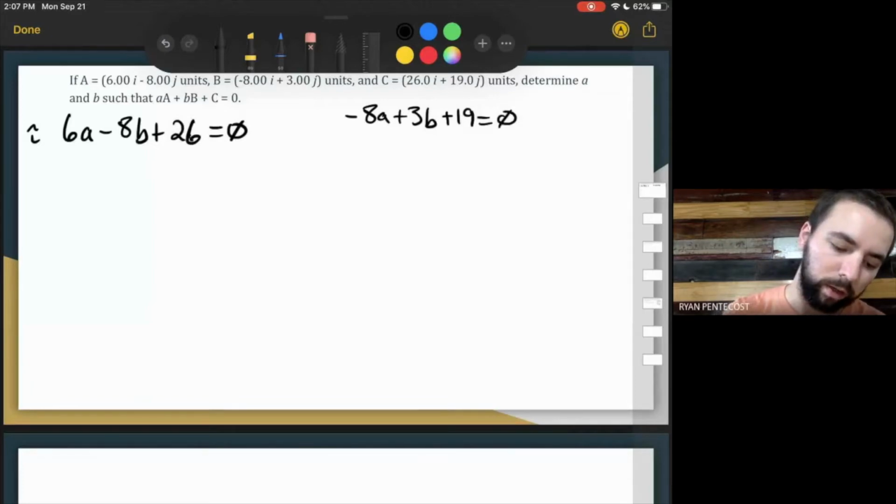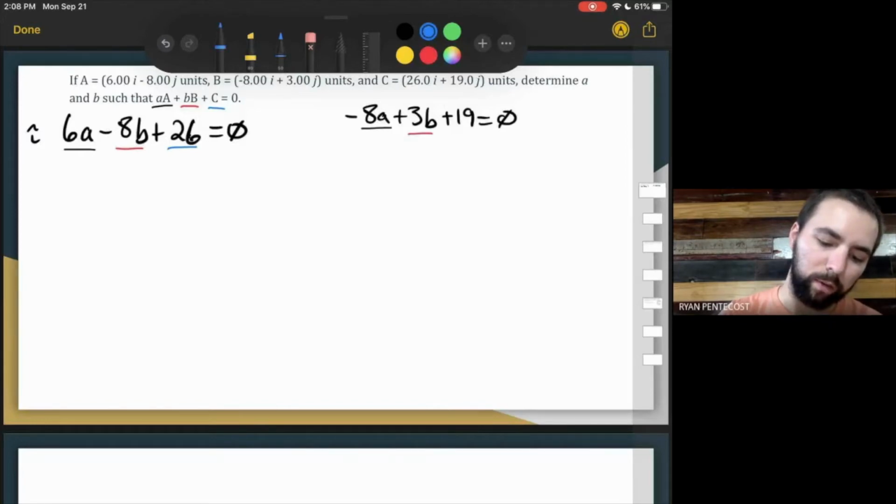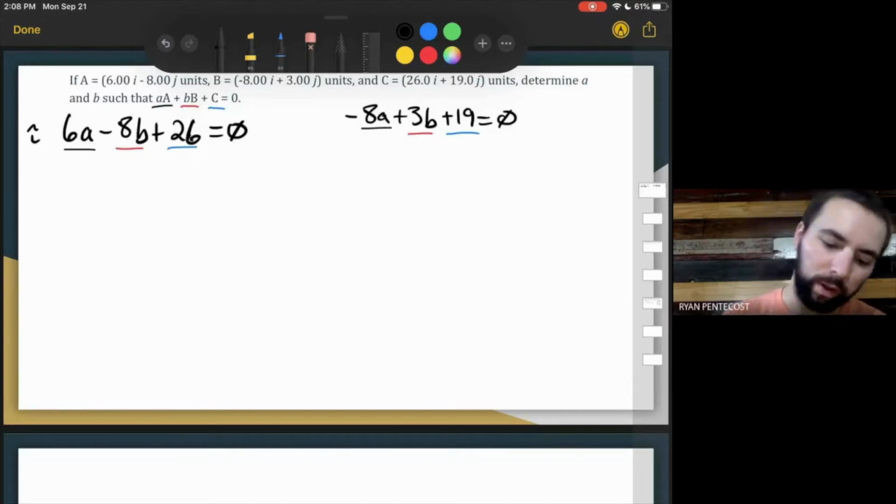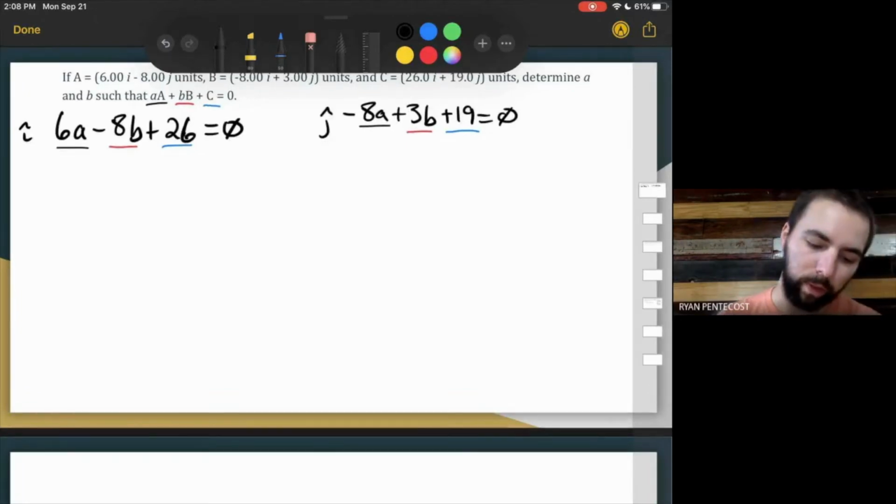So what I did is I took the i from A and put it there. Then I put the i from B and put it there. Then I took C's i and put it there. Same over here. I took the j from A and put it there, the j from B, put it there, and the j from C, I put it there. And then I put little a and little b where they need to go, right? Because you're multiplying that by the component of A and then the component of B, respectively. And that is for the j. Sorry about that.